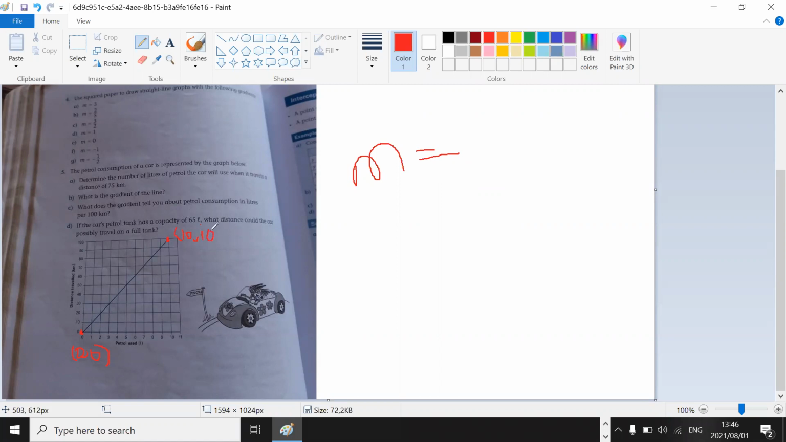It's 100. Very true. So now let's substitute into the gradient formula, which I believe you now know.